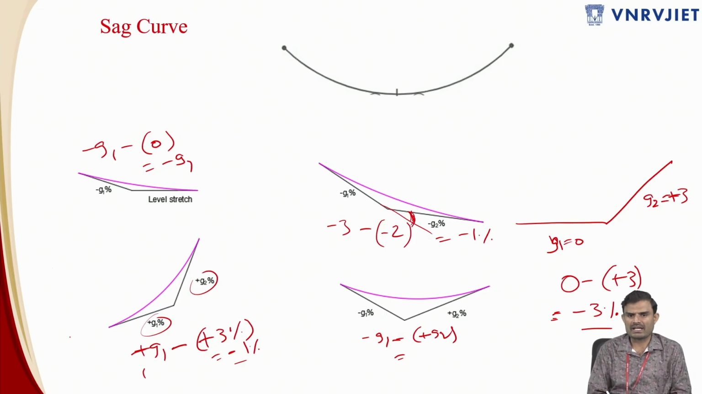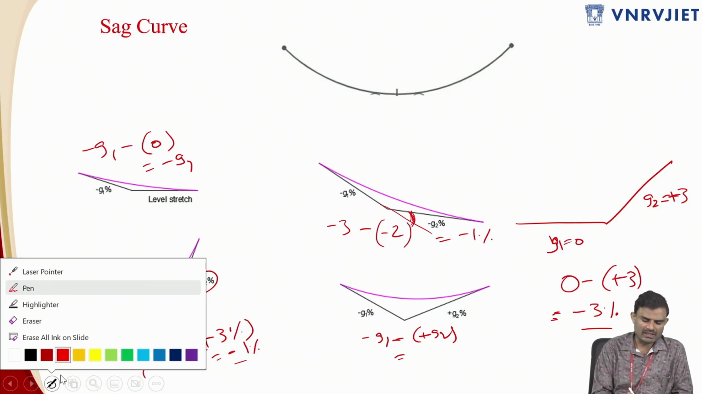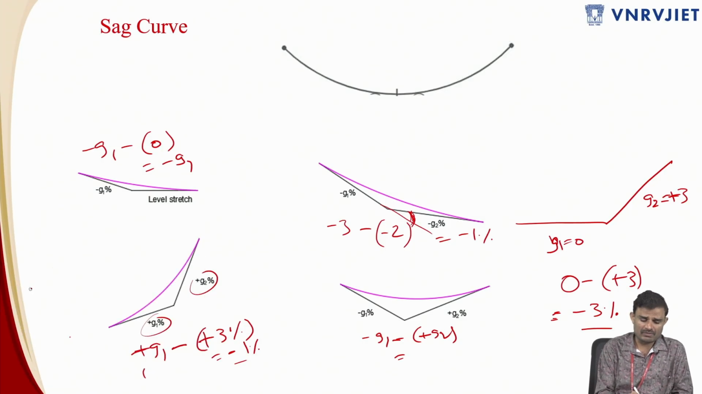value for sag curves, because in the question sometimes you will be asked to calculate the length of the vertical curves and they will not mention whether it is a summit curve or sag curve. They will not give you the values. So based on the gradient values, whether you are getting a deviation angle as positive or negative, you have to decide whether it is a summit curve or sag curve.